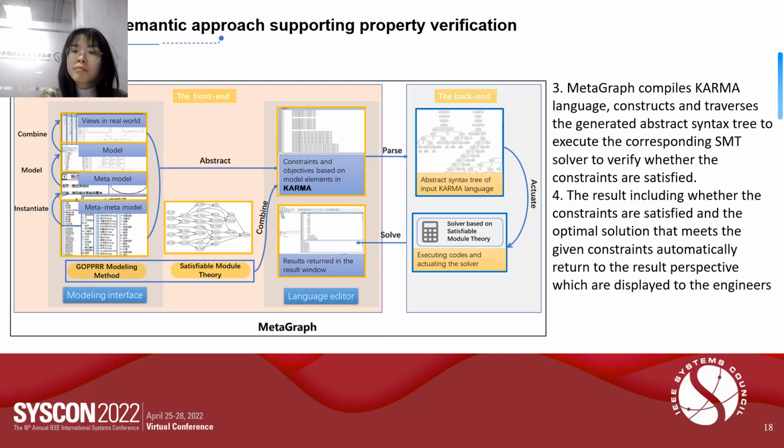The third is that the metagraph compiles the Karma language constructs and traverses the generated abstract syntax tree to execute the corresponding SMT solver to verify whether the constraints are satisfied. And the fourth is the result, including whether the constraints are satisfied and the optimal solution that meets the given constraints, which automatically returns to the result perspective and is displayed to the engineers.